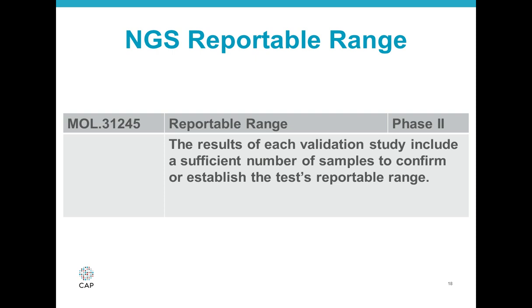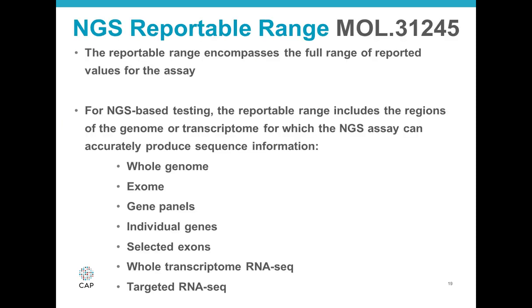The next item from the molecular pathology checklist applicable to next-generation sequencing requires that laboratories also include a sufficient number of samples in their validation study in order to confirm or establish the reportable range for the test. So for next-generation sequencing-based testing, the reportable range includes all the regions of the genome or the transcriptome for which the assay can accurately produce sequence information. So, for example, for whole genome testing, the reportable range would be all the bases of the genome. Or it could be the exome for exome testing. It might also be a list of genes or gene regions for gene panel sequencing, the sequence of an individual gene, only selected exons, or maybe the whole transcriptome for transcriptome RNA-seq, or maybe even only a subset of transcripts for targeted RNA-seq-based testing.